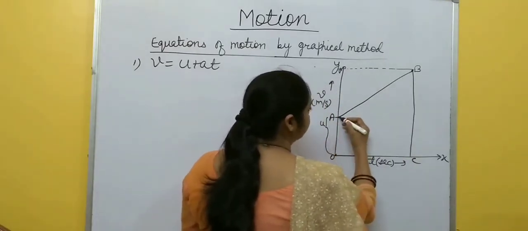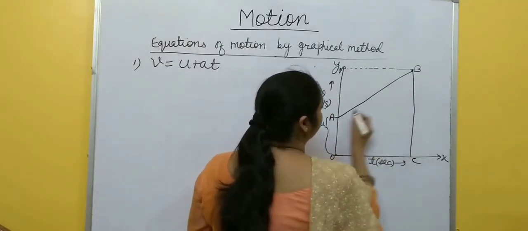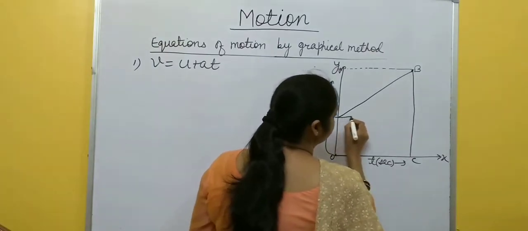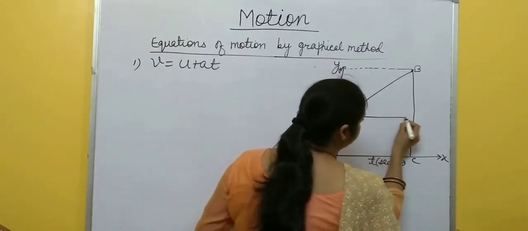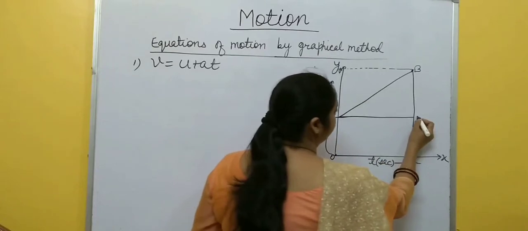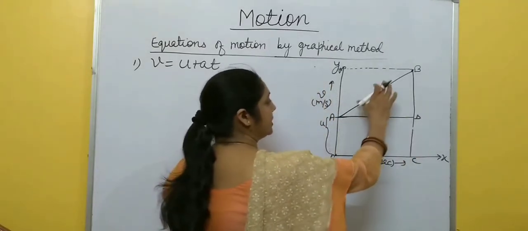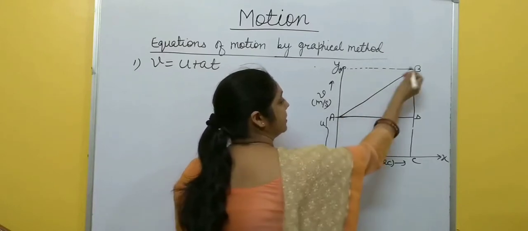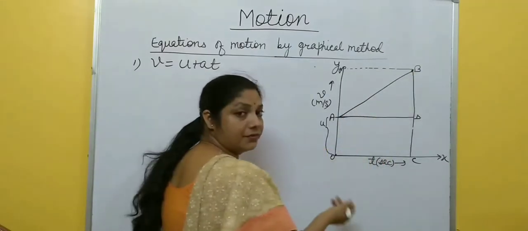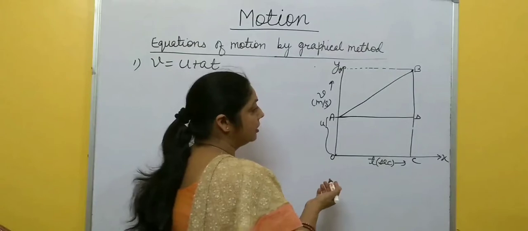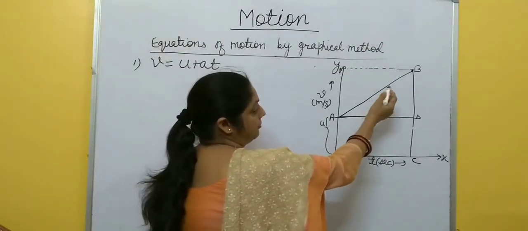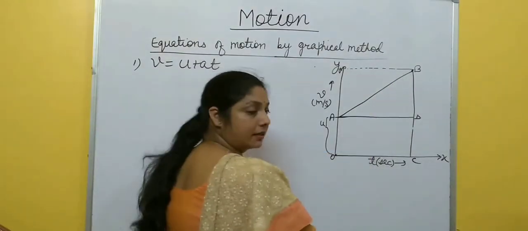Again, the motion is represented by this straight line AB. So you draw a line parallel to this time axis and take this point as D. So this slope of this straight line AB gives what? Acceleration. So you have to calculate the slope of this graph, right?